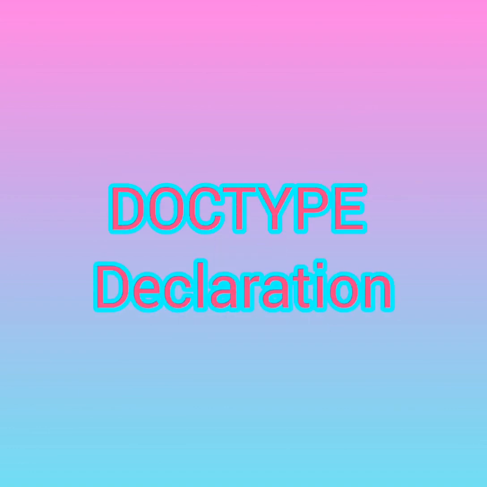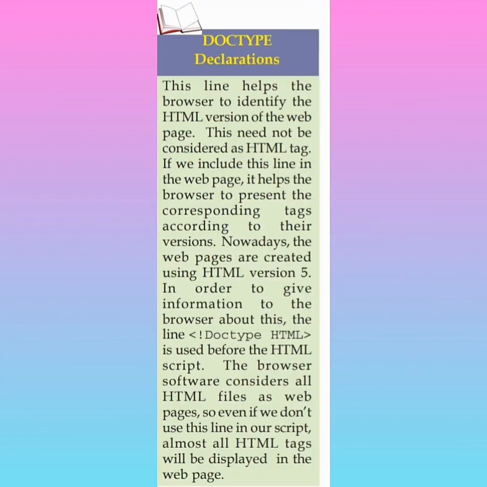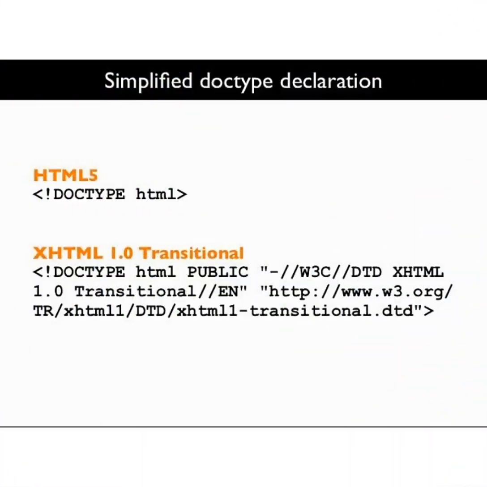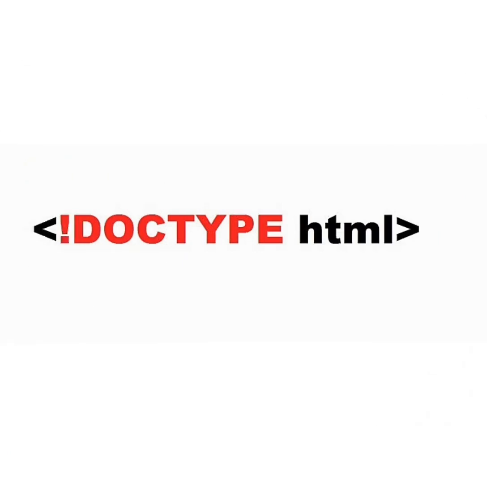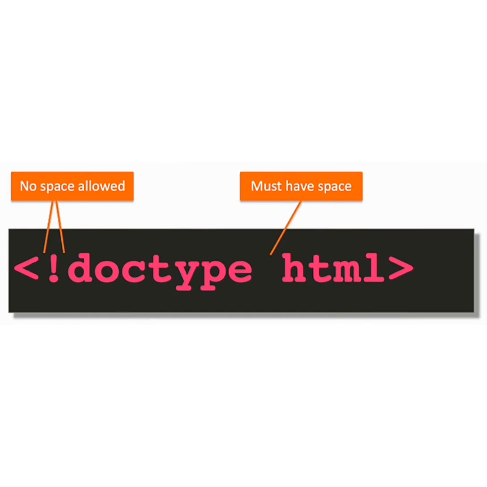Doctype declaration. This line helps the browser to identify the HTML version of the web page. This need not be considered an HTML tag. If we include this line in the web page, it helps the browser to present the corresponding tags according to their versions. Nowadays, web pages are created using HTML version 5.